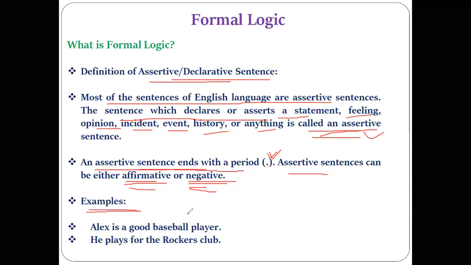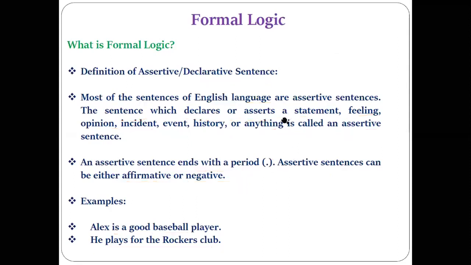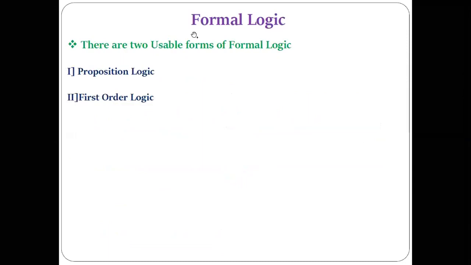Here I have mentioned other examples of propositions. Alex is a good baseball player. Now he can be or he cannot be. Yes or no? Yes, sir. He can be true and can also be false, but not true and false at the same time. Correct? So that is a proposition. Another example: he plays for the Rockers Club. He might be playing, he might not be playing. So these kinds of sentences come under the category of propositions. Okay, clear? Is the point of proposition clear?